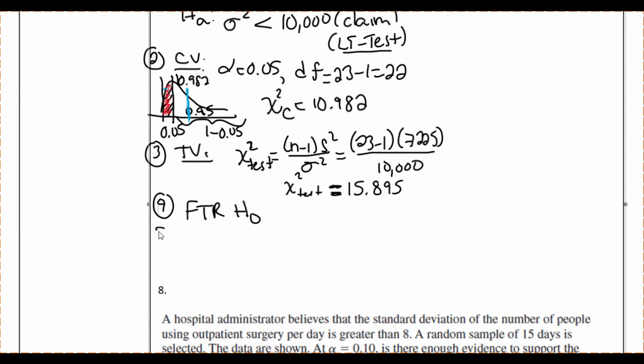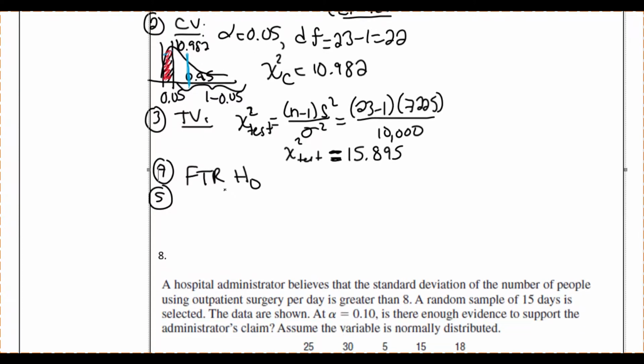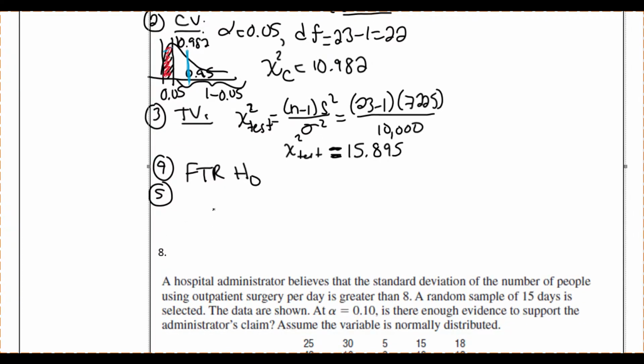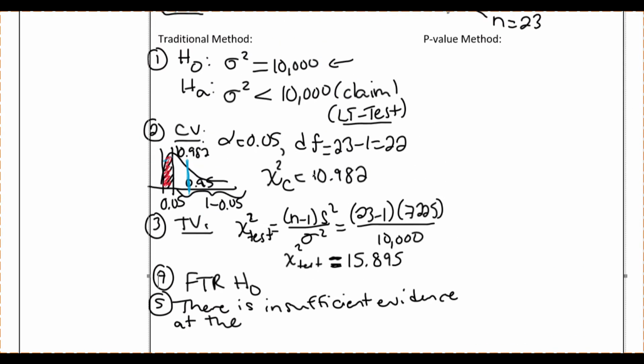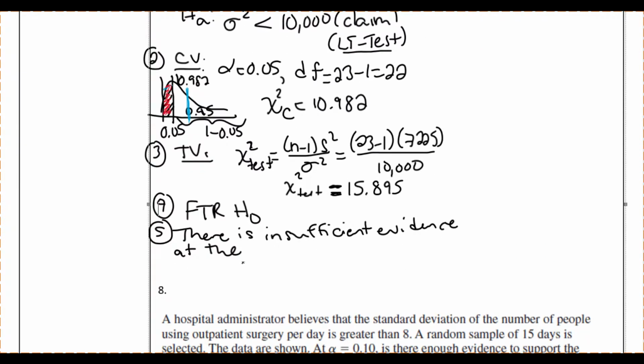All right, so step 5 is going to be our summary. Since we failed to reject, that means we don't have enough evidence. So we're going to say there is insufficient evidence at the 5% level of significance, LOS.